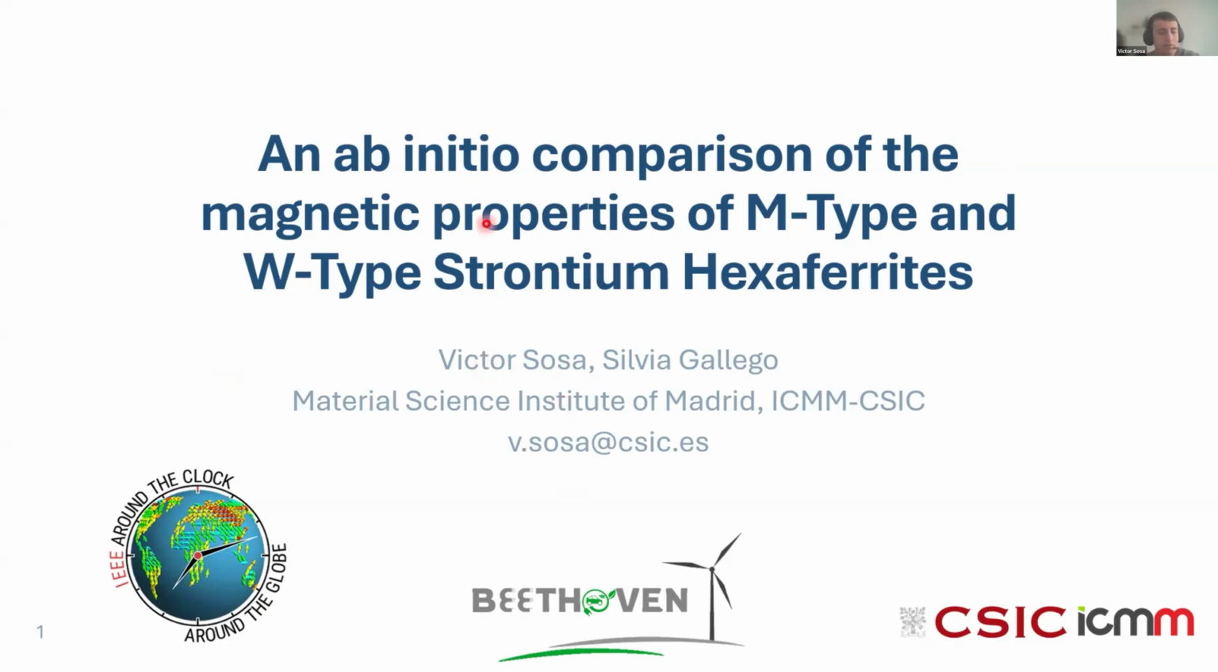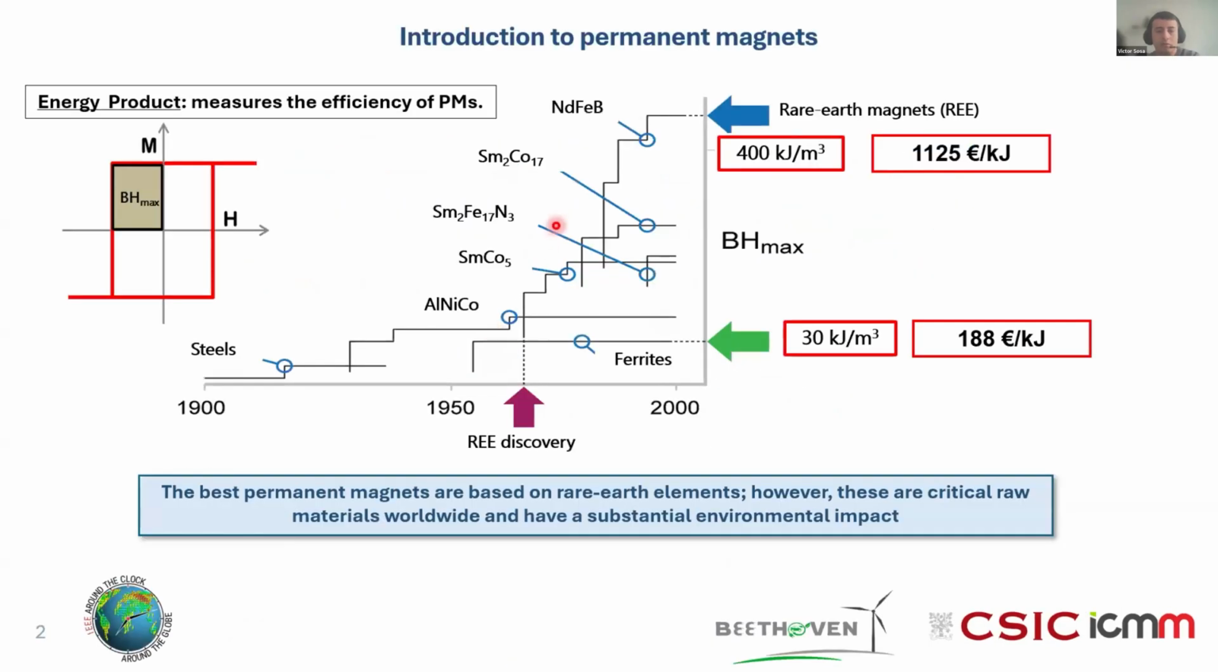I'm going to talk about an ab initio comparison of the magnetic properties of the M-type and the W-type strontium hexaferrite. The reason to compare both materials is to look for rare-earth-free permanent magnets.